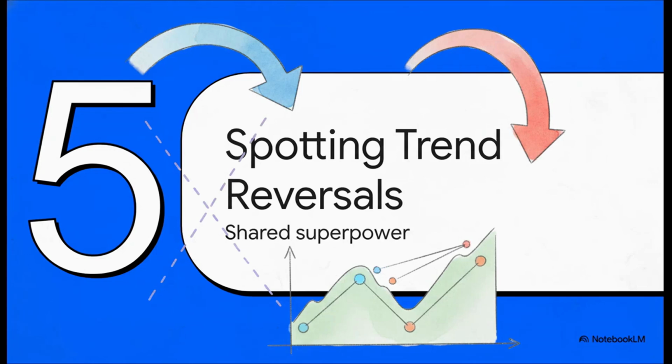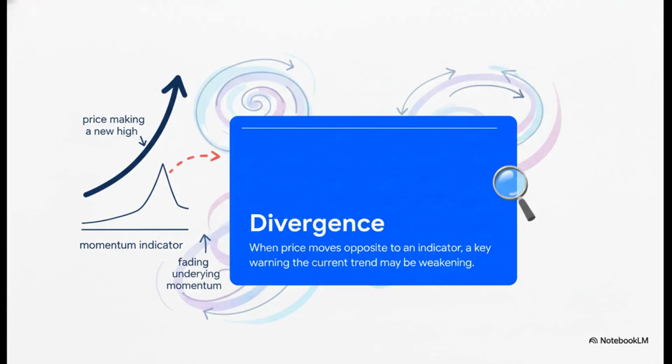So yeah, they're pretty different in how they work, but here's the cool part. They share a secret weapon, a superpower, and that is the ability to spot something called divergence. And let me tell you, this is one of the most powerful warning signs you can get that a trend might be about to run out of gas. So what on earth is divergence? Well, it's exactly what it sounds like.